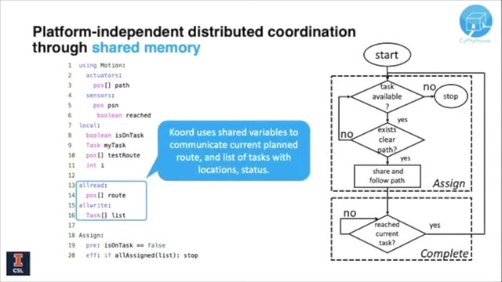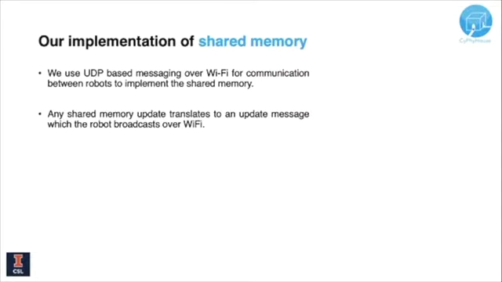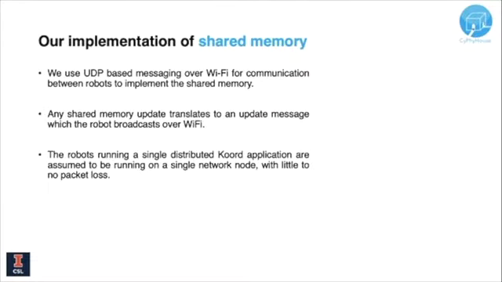The user doesn't worry about communication protocols and mutual exclusion. In our implementation and experiments, we used UDP-based messaging over Wi-Fi. Each shared memory update is essentially an update message that the robots broadcast over Wi-Fi. We have certain assumptions about the consistency and the reliability of the shared memory, such as a single distributed Quad application runs on a single network node and there is negligible packet loss. Also, this application requires mutual exclusion, which we implement using a lock-based mechanism.